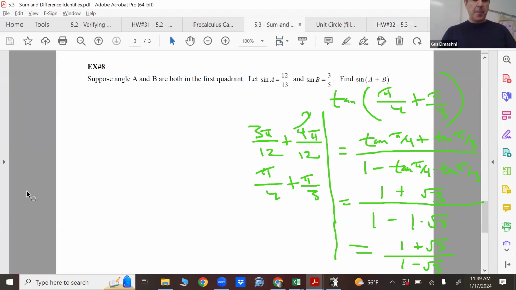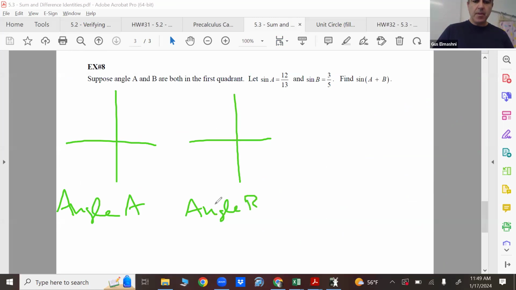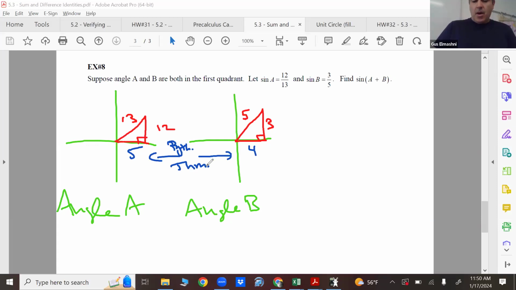Anyway, pop an example here. Okay, so for both in the first quadrant, here's the strategy you want to use for this one. You're going to draw two quick coordinate planes. This will be for angle A. This will be for angle B. So this would be 12 and 13. This would be 3 and 5. Now, if you do the Pythagorean theorem, you should get 5 and 4. Does that make sense using Pythag? That makes sense, right? Okay, great.